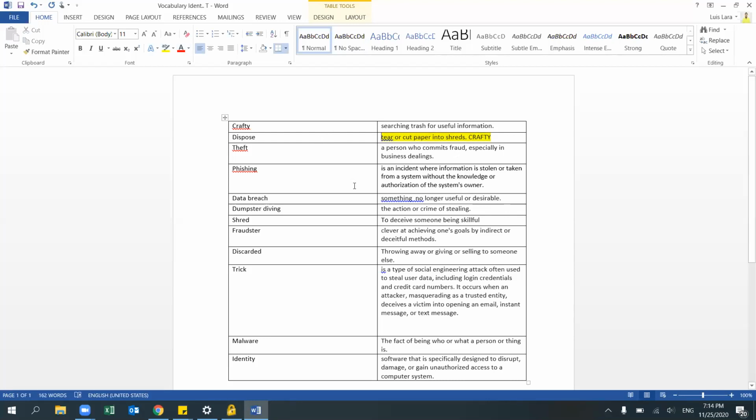Dispose. Dispose is like to throw away. This one is dispose. Throwing away or giving or selling to someone else. Yeah. Thief is a burglar.